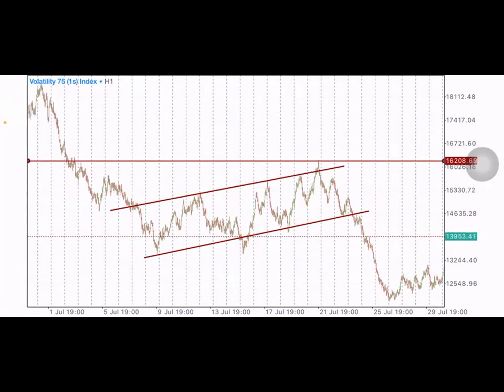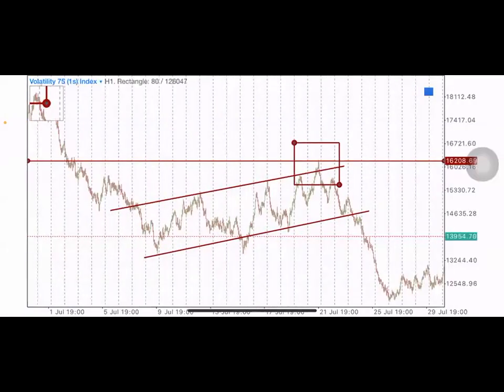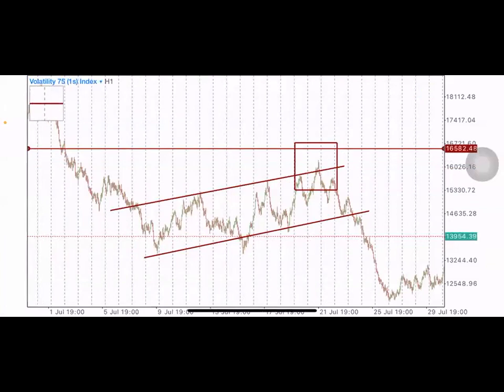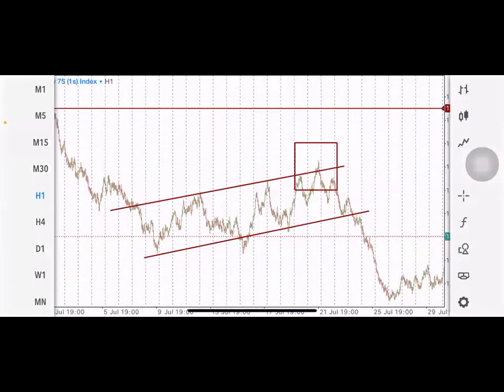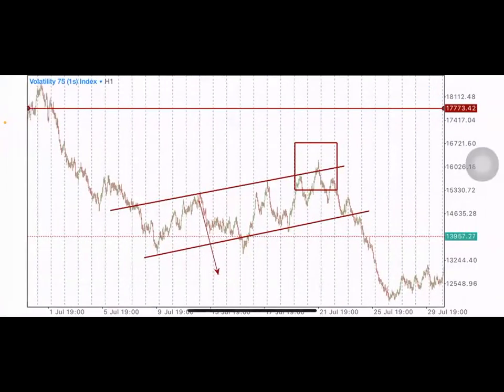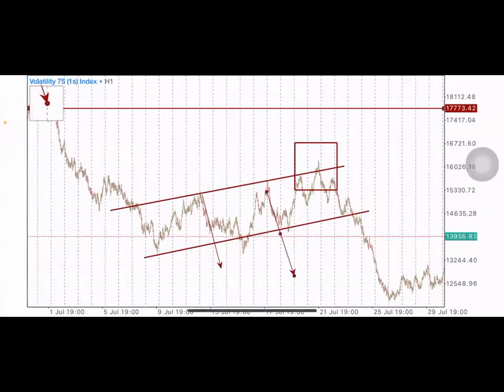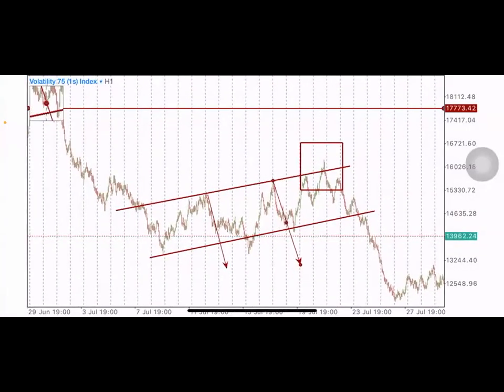Now, a trend is parallel and it connects two dots. Now, what happened here? Let me show you what the manipulation looks like. This is an example of a manipulation. Now, ordinarily, when price got here, you know that it was a sell, right? When price got here, you know it's a sell. You know it's a sell, right?